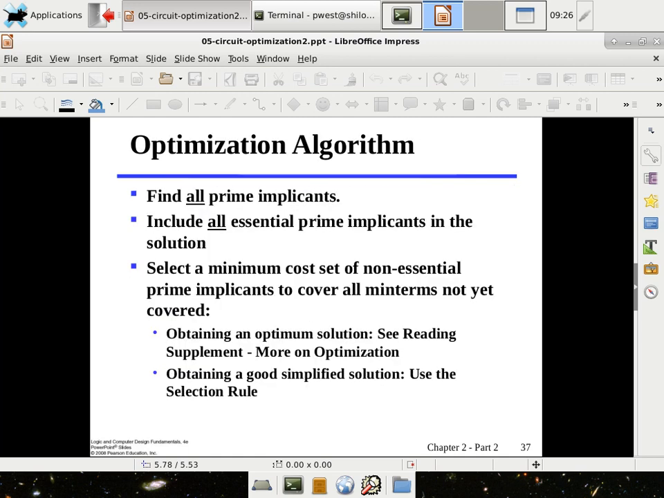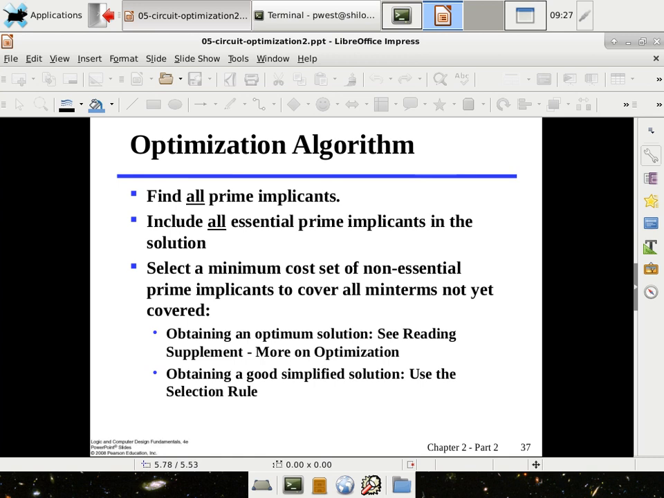All right, so the optimization algorithm: find all prime implicants. Hopefully that's somewhat intuitive that a computer can do that. Then find all the essential prime implicants. Again, that should be pretty easy once you have all the prime implicants. You just go through the list and find which squares only have 1 prime implicant. This is the hard part: select a minimum cost set of non-essential prime implicants to cover all minterms not yet covered, obtaining an optimum solution.